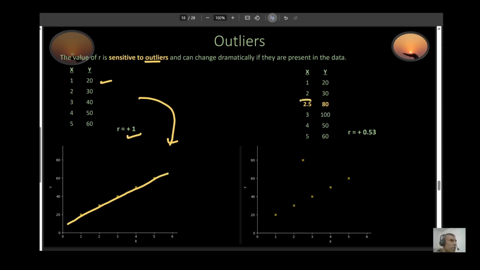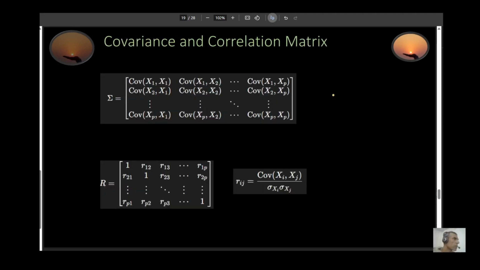Now here I injected an outlier right here. If x is 2.5, your y is 80. That would be this point right here. Because of the presence of this one outlier, your R changed from +1 to 0.53. So it changed dramatically. Now, I'm going to explain to you about covariance and correlation matrix.